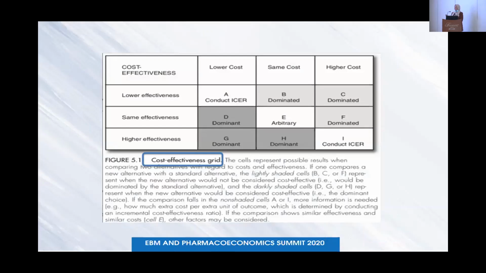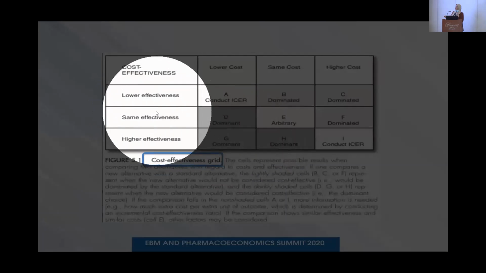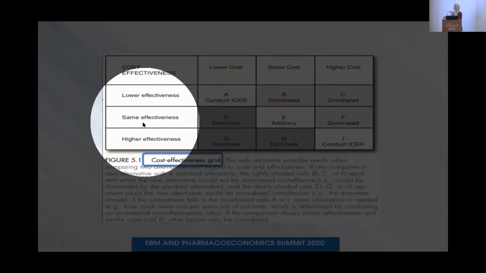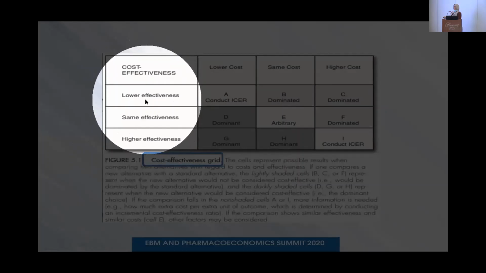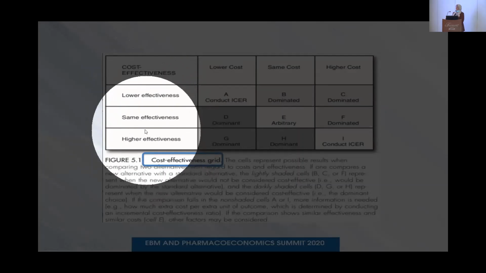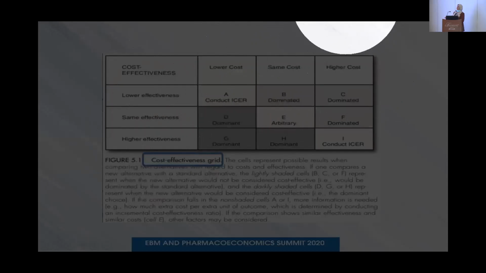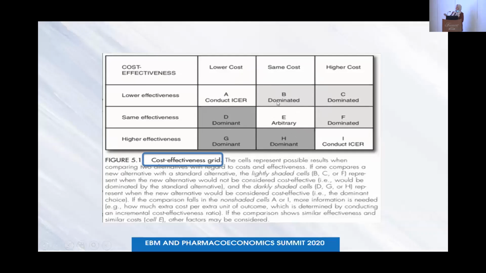Here is just simply talking about the cost effectiveness grid. In the cost effectiveness grid, we can look at our outcomes, let's say, easily, and compare their cost and their effectiveness. So we can tell initially whether the alternative has lower effectiveness, same effectiveness, or higher effectiveness, and whether it's lower cost, same cost, or higher cost, okay? So if our options are same cost with lower effectiveness, or higher cost with lower effectiveness, or higher cost with same effectiveness, these options are dominated. So we do not adopt them. We just ignore them and we take the original choice.